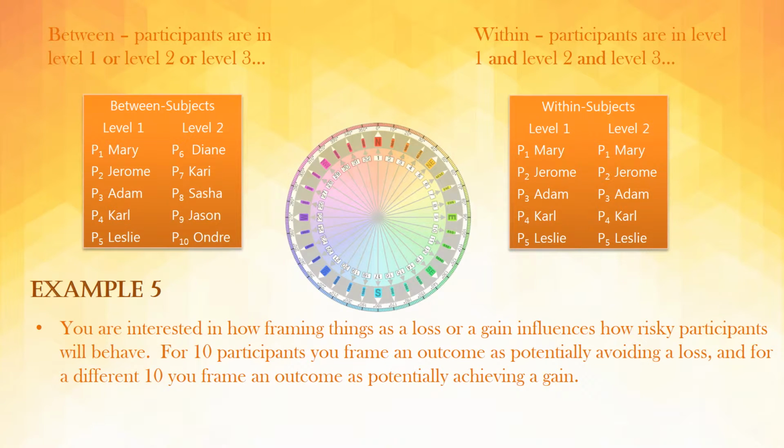So you know the drill. Unpause the video when you're ready. So here we have 10 participants that see you frame something as potentially avoiding a loss, and for a different 10 you frame it as potentially achieving a gain. And because these are different participants, that means they're in condition 1 or condition 2, and that makes it a between subjects design.